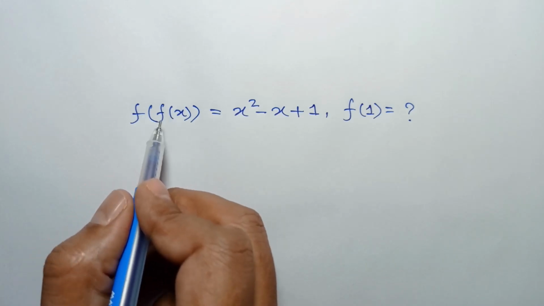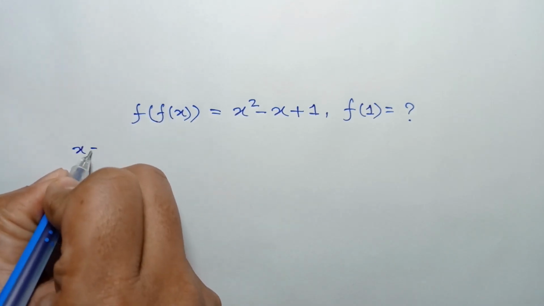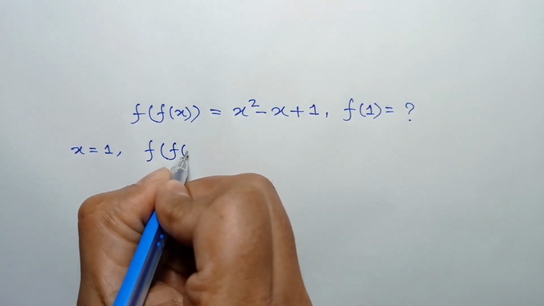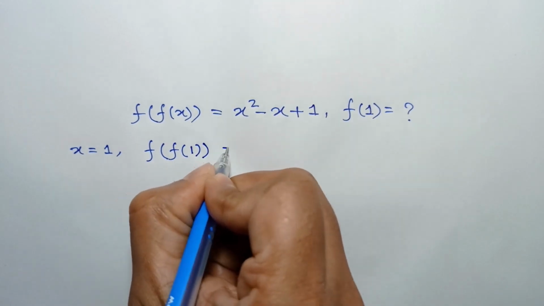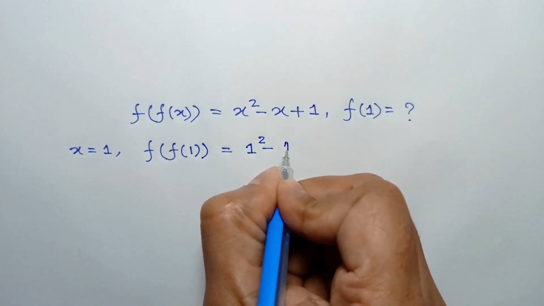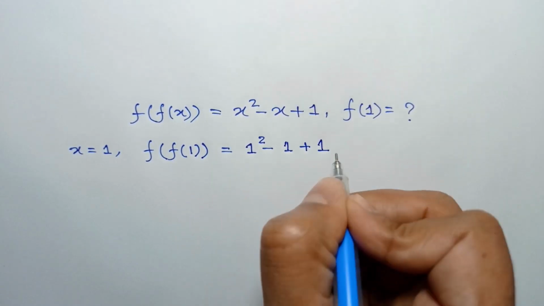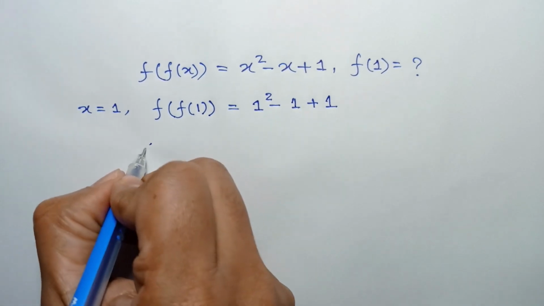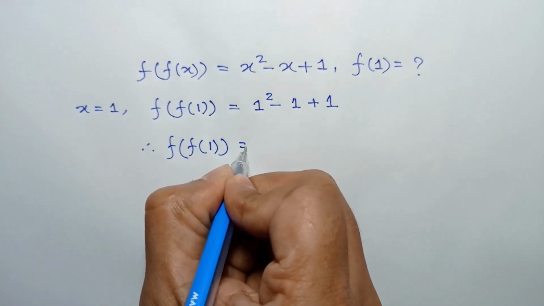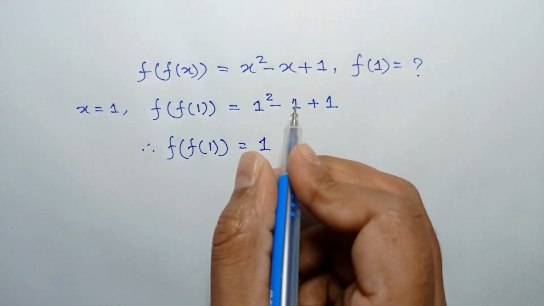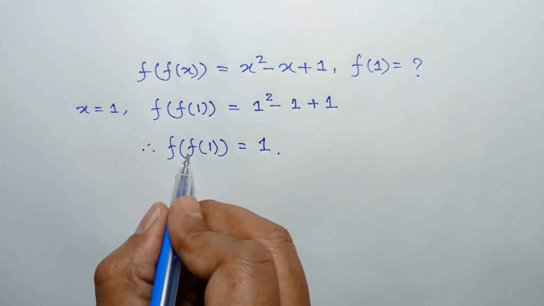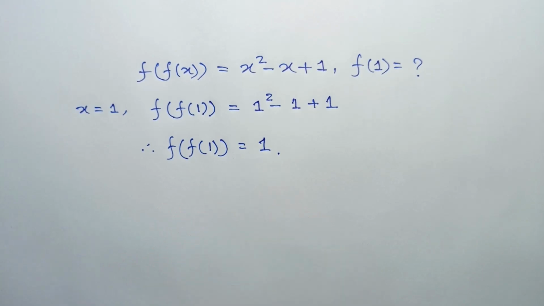Now putting x is equal to 1 in this function, we will have f(1) is equal to the value of x is 1, so 1 square minus the value of x is 1 plus 1. So f(1) is equal to 1 square is 1, and this negative 1 and positive 1 will cancel out. So the value of f(1) is equal to 1.